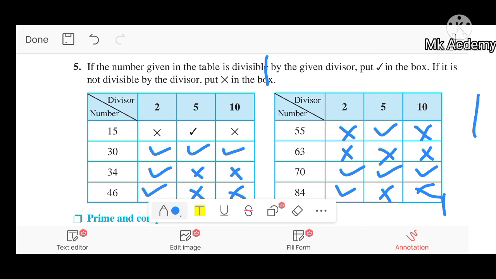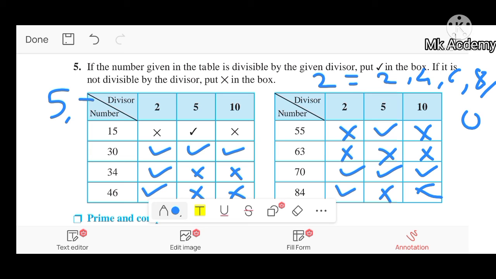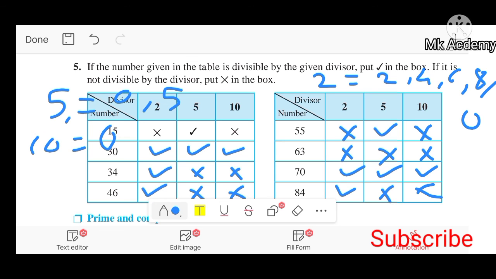Now we can remember the tests of divisibility for 2, 5 and 10. A number is divisible by 2 only when the unit place is 2, 4, 6, 8 or 0. A number is divisible by 5 only when the unit place is 0 or 5, and a number is divisible by 10 only when the unit place is 0. Remember these tests and solve these boxes.